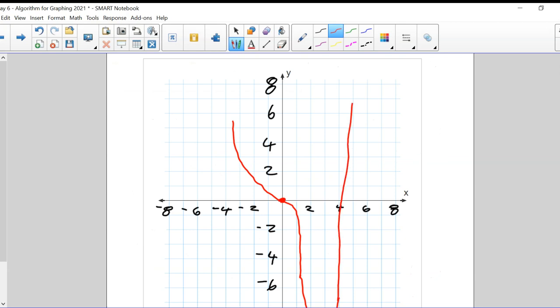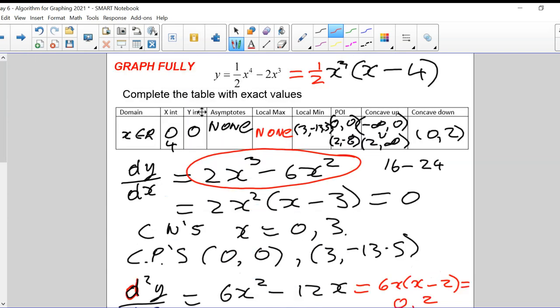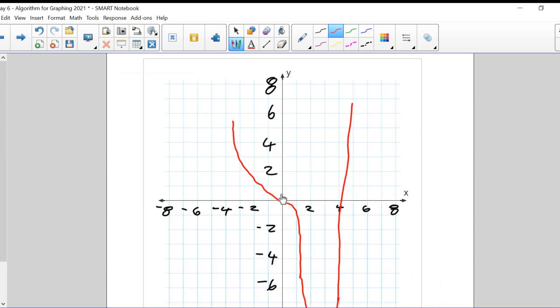All right, not the most elegant looking graph, but let's see if it makes sense based on all the things that we know. We said that this was going to be concave up from minus infinity to 0. That does look concave up to me.